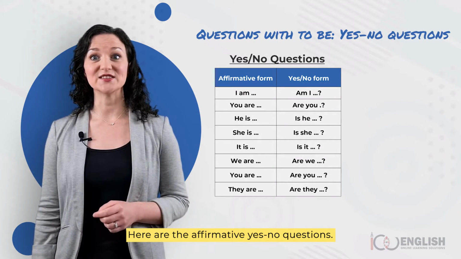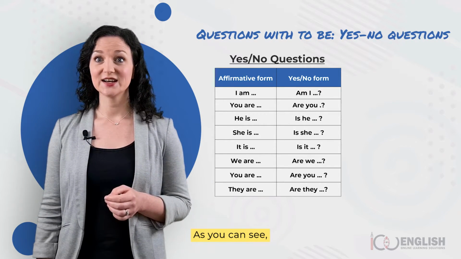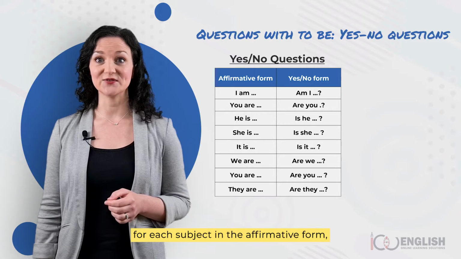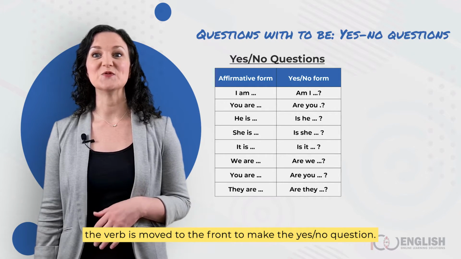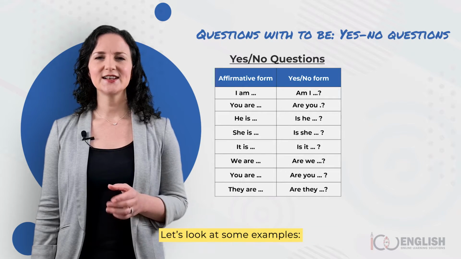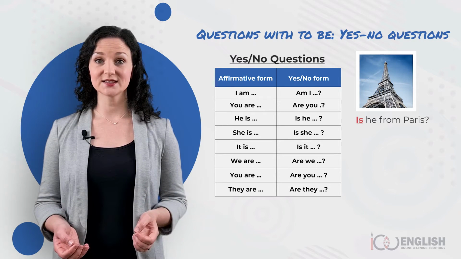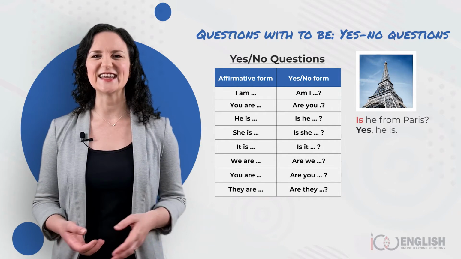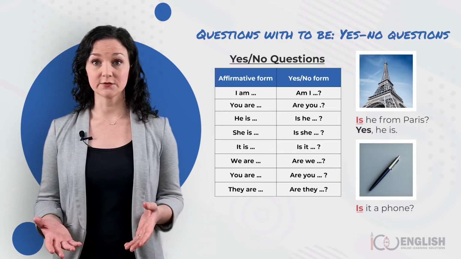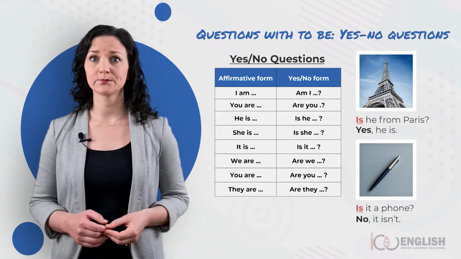Here are the affirmative yes-no questions. As you can see, for each subject in the affirmative form, the verb is moved to the front to make the yes-no question. Let's look at some examples. Is he from Paris? Yes, he is. Is it a phone? No, it isn't.